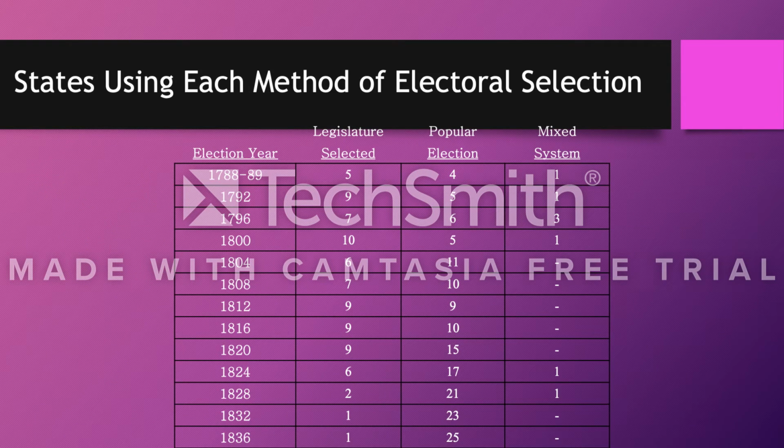States using each method of electoral selection. In the attached table, you can see the way the Electoral College electors were chosen. The year is shown with the number of states using each method. You can see the election year, when the legislature selected electors, when there was a popular election for electors, or a mixed system for electors. For example, in 1836, one state had the legislature select electors, 25 used popular selection, and no states used a mixed system.